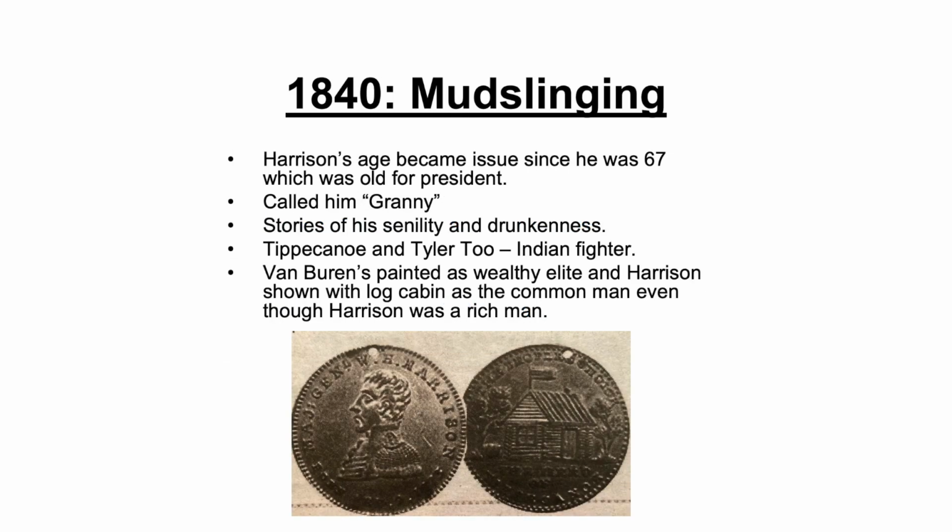This is one of my earliest items in my collection, a William Henry Harrison piece, and they talk about age discrimination now with candidates being called old, but they called him Granny and said he was senile. And this is when one of the great campaign slogans came, "Tippecanoe and Tyler too." Tippecanoe was the battle against the Indians that Harrison had won, so his nickname was Tippecanoe, and Tyler, of course, was his VP. And Van Buren, who he was running against, was painted as this wealthy guy, but actually Harrison lived on a huge plantation, though he tried to make it sound like he lived in a log cabin.